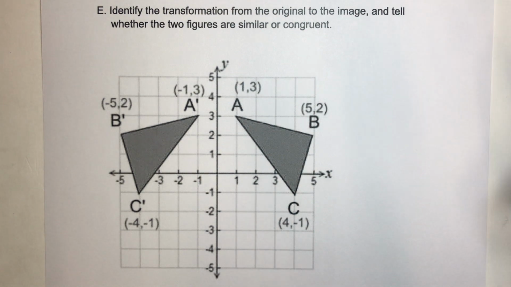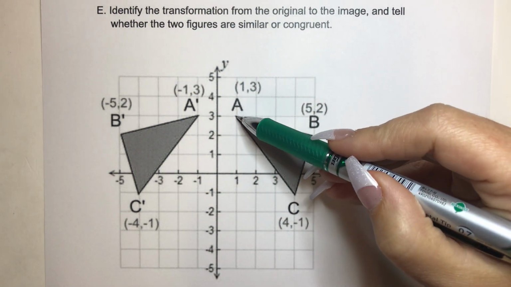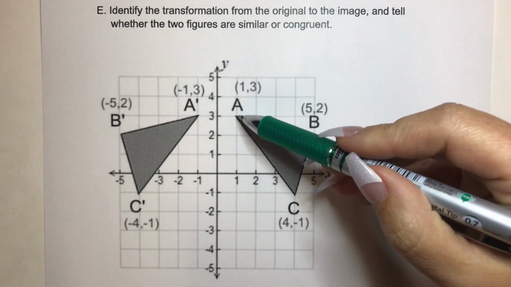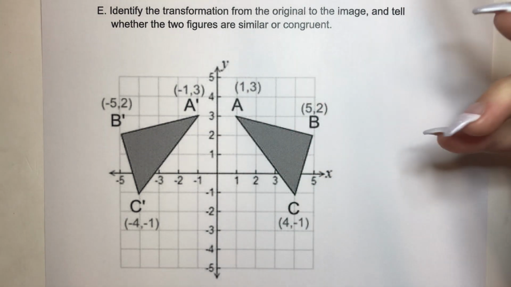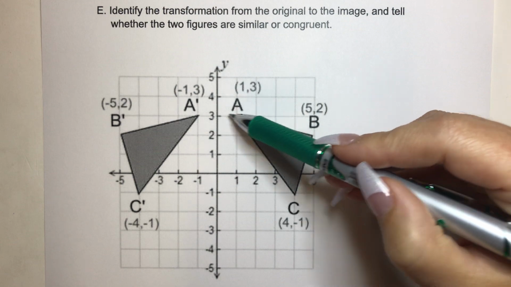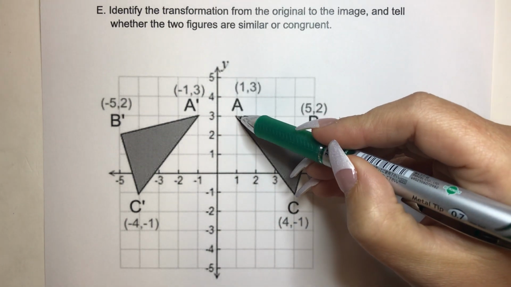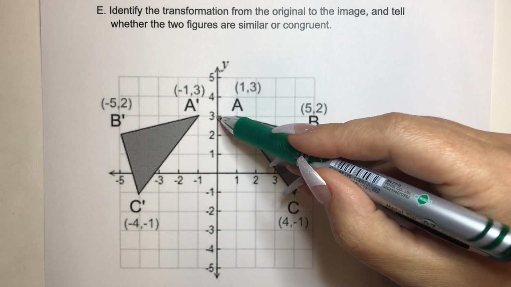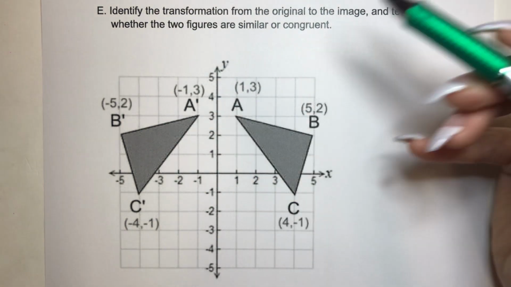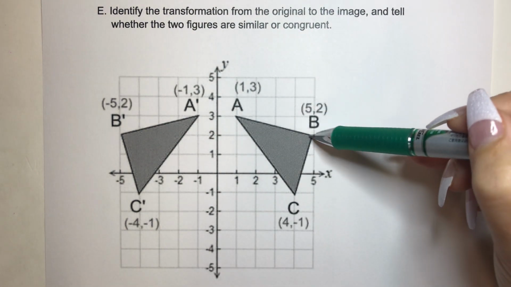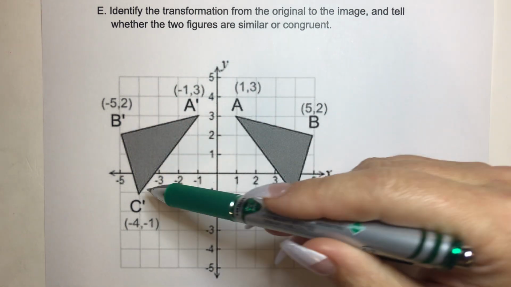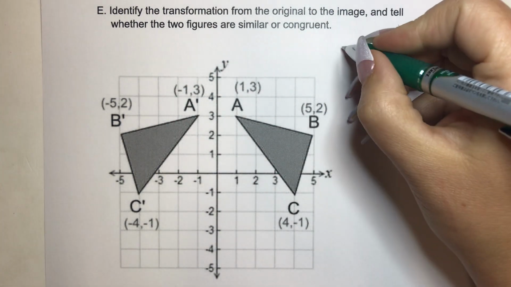What do you think it is? What about a reflection? So if it was a reflection across the x-axis, A would be down here, right? And it's not, but A is over here. It could be a reflection across the y-axis, right? So A is 1 away, and it's 1 away here for A prime. B is there, and C is there. It could be.